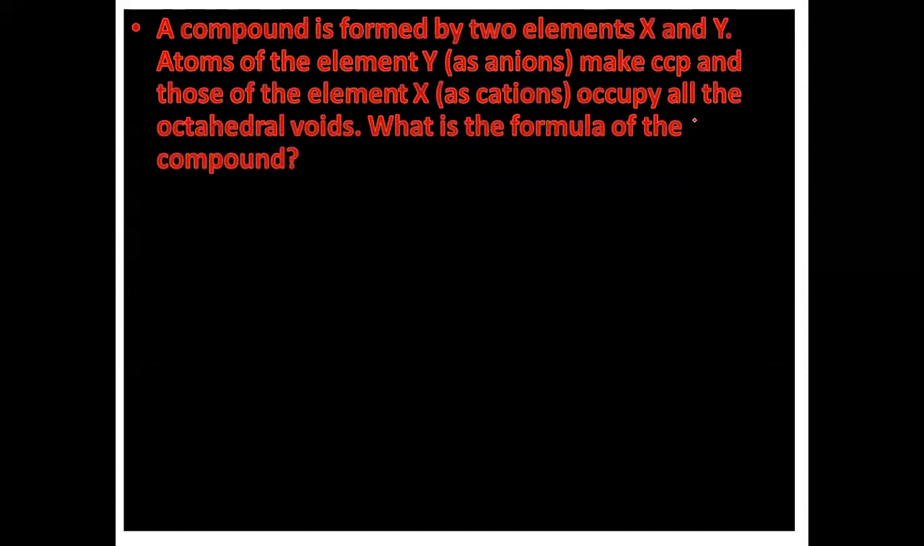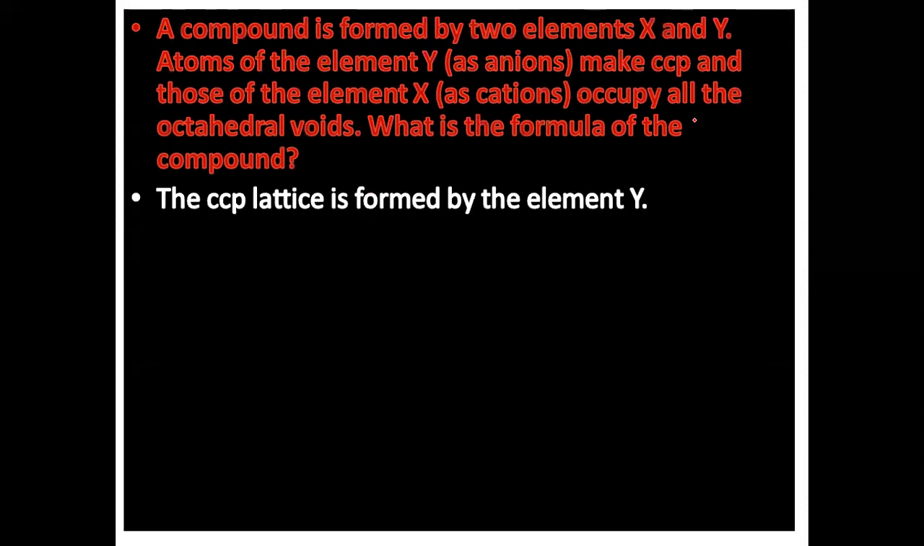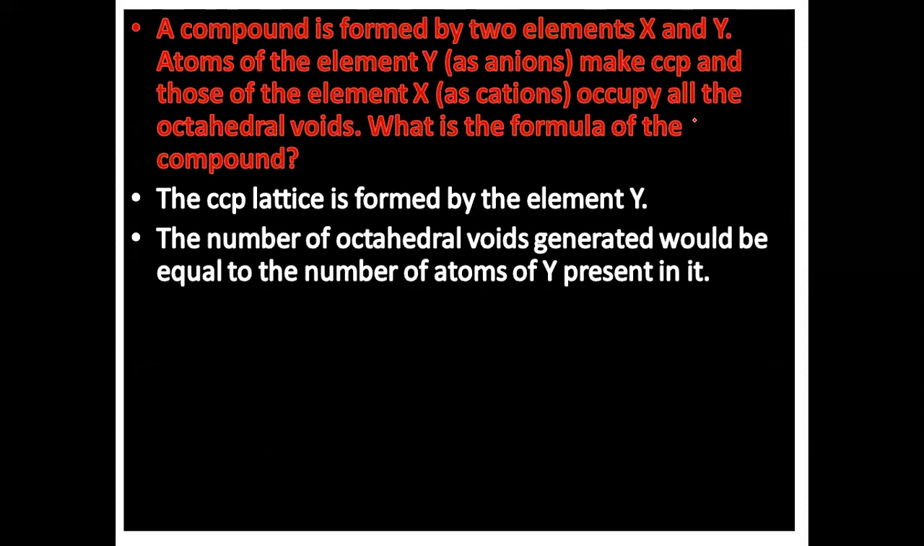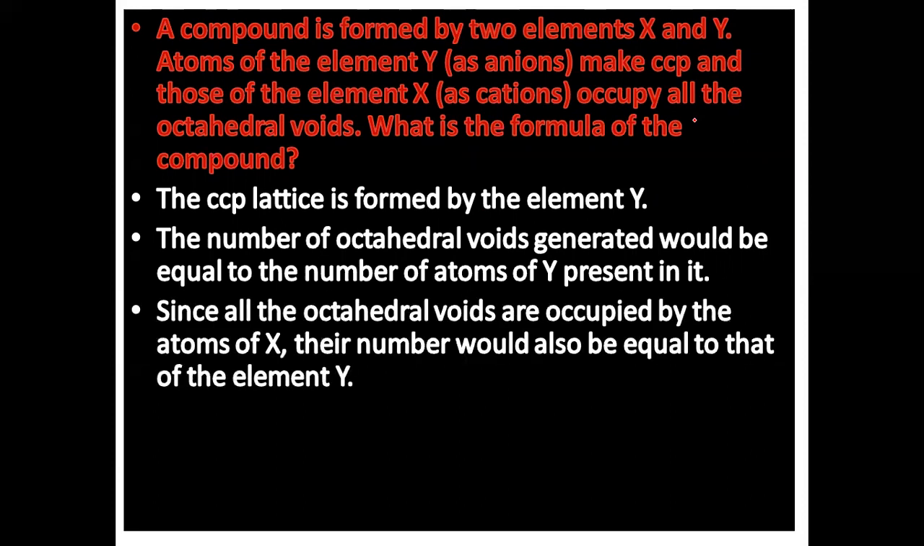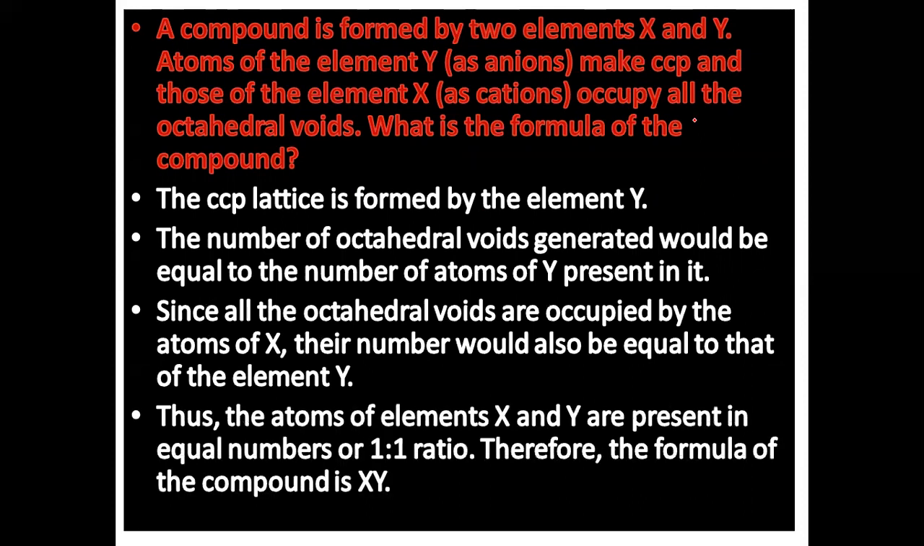Next, a compound is formed by two elements X and Y. Atoms of element Y make cubic close packing, and atoms of X occupy all the octahedral voids. What is the formula of the compound? Now, the CCP lattice is formed by element Y, and we know the number of octahedral voids is equal to the number of atoms of Y present in it. And X occupies the octahedral voids. It means both X and Y are equal. It means their ratio is 1:1, and the formula of the compound is XY.